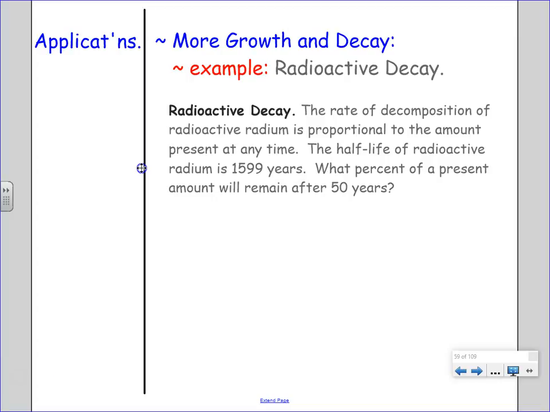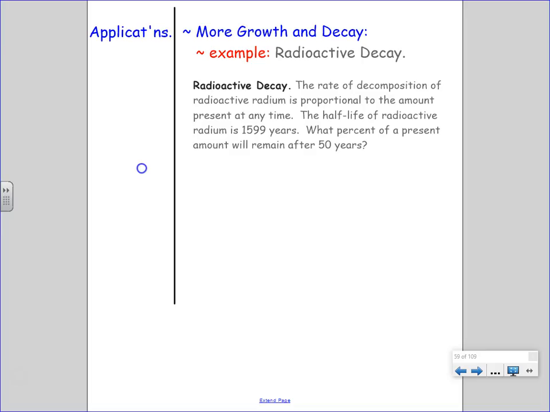So 2 equals e to the 50k? Is that too simple? We can still say, hey, since it's proportional, we can use our exponential growth decay model, right? Oh, but it's negative. Well, it is going to be negative, but aren't we going to hopefully figure it out to be negative on our own? Yeah. Okay, we know that k should eventually be a negative number.